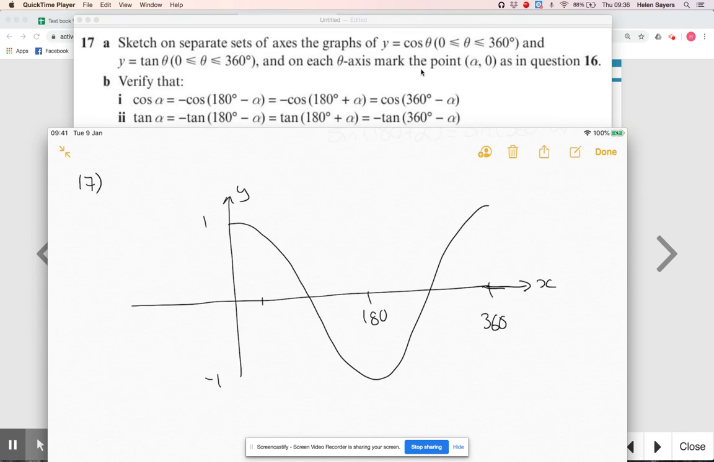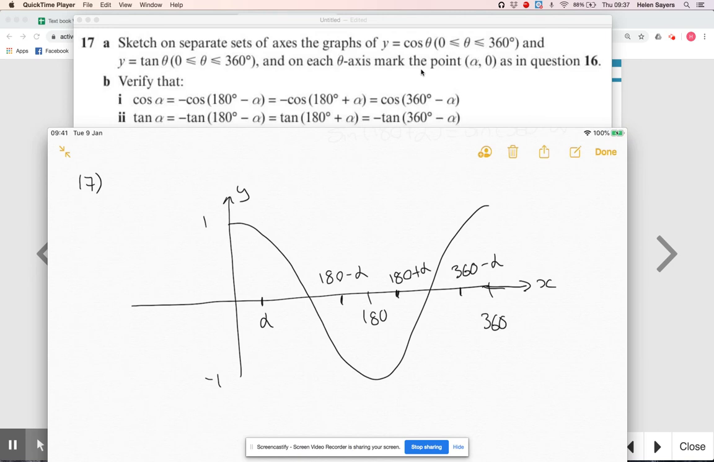So if you just look back to question 16, alpha was about there. And then they asked us to mark 180 minus alpha. So if that's alpha, 180 minus alpha will take me to about there. 180 plus alpha will take me alpha up from 180, and then I think it was 360 minus alpha. So to be honest, this question is really just setting you up for when you have to solve trig equations. You wouldn't get an exam question, I don't think, that asked you to show all these things, but you certainly will have to use this.